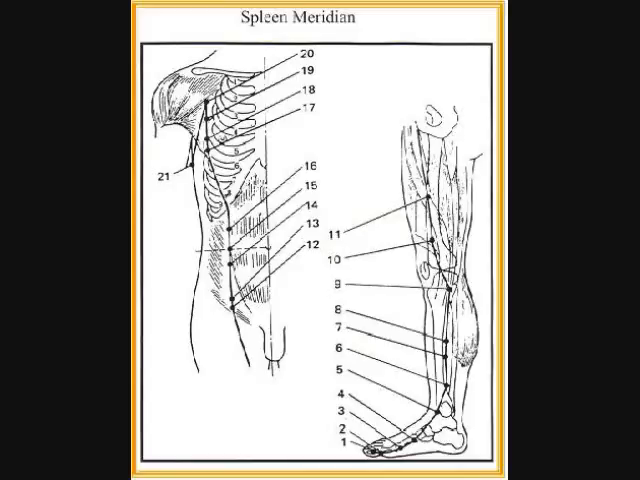Spleen 21. On the mid-axillary line, 6 cun below the axilla, midway between the axilla and the free end of the 11th rib.